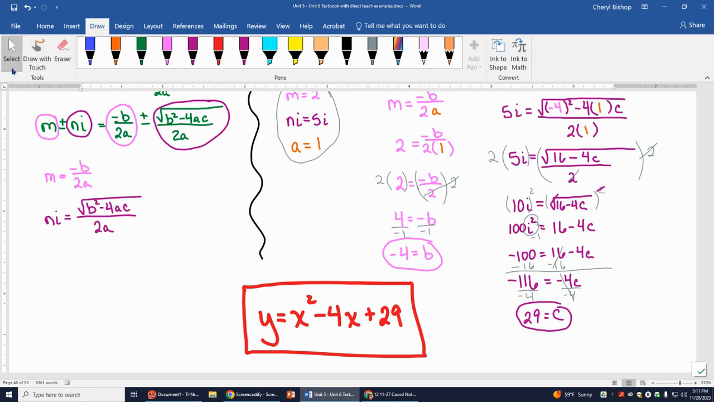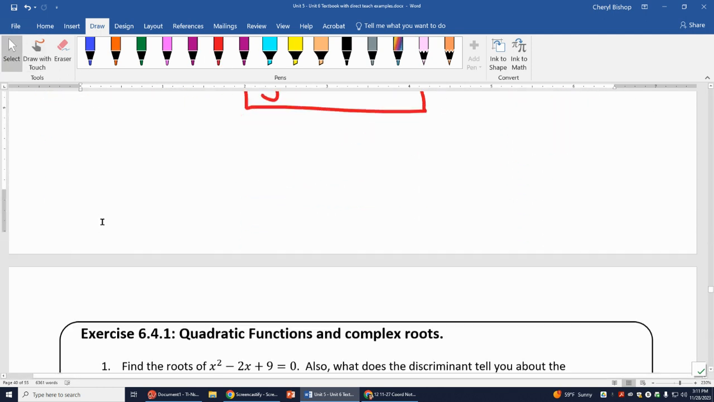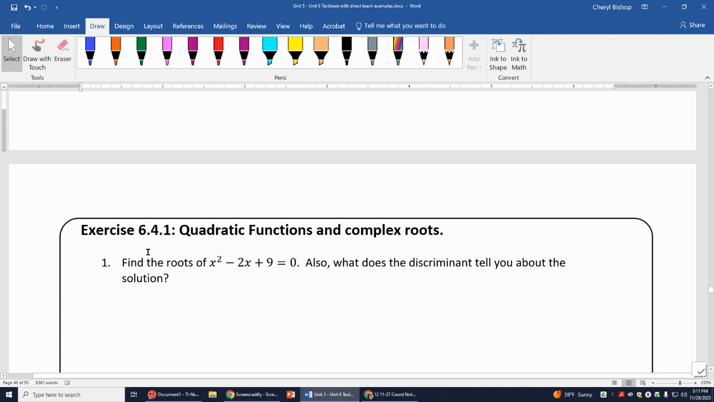All right, using that information, you now have enough information to do exercise 6.4.1. Once you're done with that, you have learned everything for this unit and you are ready to go on to the Unit 6 college homework. And then once you're done with that, tomorrow, the quiz for Unit 6 will open up.